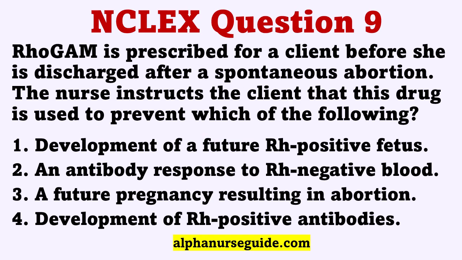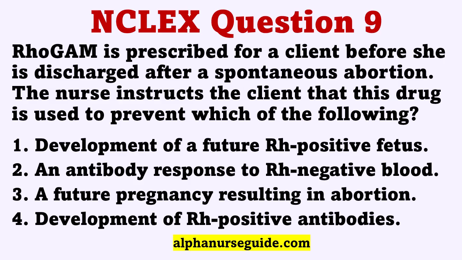RhoGAM is prescribed for a client before she is discharged after spontaneous abortion. The nurse instructs the client that this drug is used to prevent which of the following? 1. Development of a future Rh-positive fetus. 2. An antibody response to Rh-negative blood. 3. A future pregnancy resulting in abortion. 4. Development of Rh-positive antibodies.